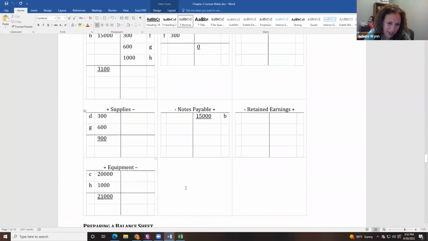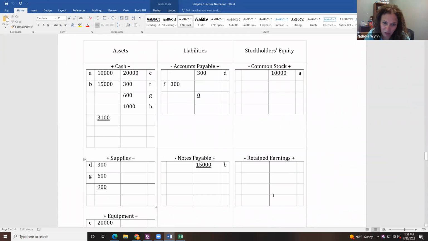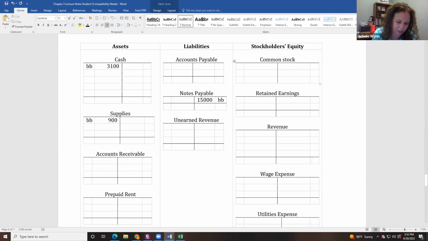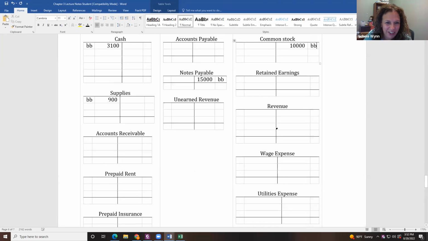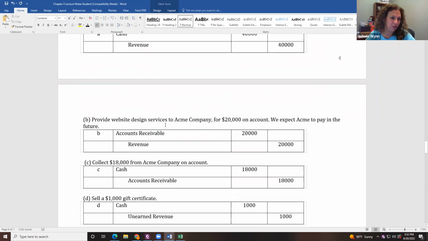So notes payable we did, unearned revenue we didn't have last year, but common stock is 10. And so retained earnings is just still empty. So common stock begins at 10. And so that's that beginning balance. And all of these will start at 0. So now we're ready to post. So if you want to pause me and then I will just post really fast. Or if you want to go ahead and post along with me, we're going to go to each transaction.